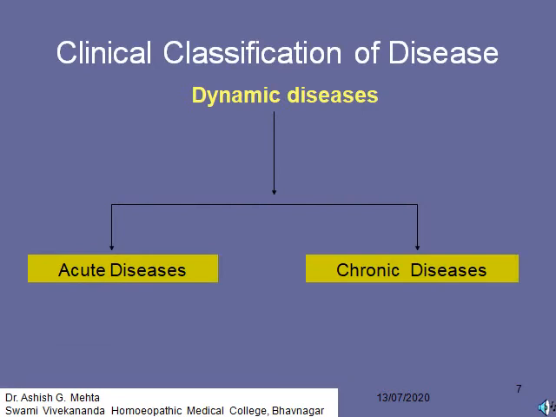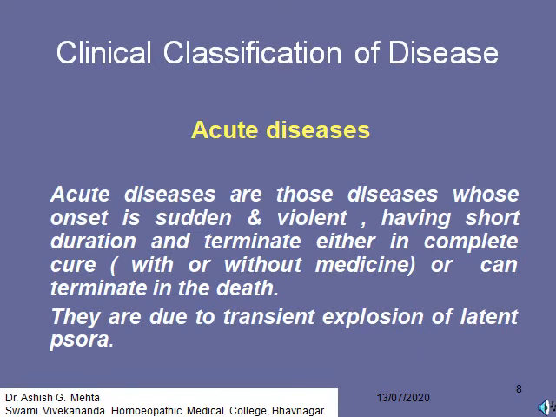According to the concept of causative factors, Dr. Hahnemann has subdivided the dynamic disease into two main categories. These categories are: one is acute diseases and the other is chronic diseases. Now we will learn about acute diseases in detail. These acute diseases are those diseases whose onset is sudden and violent. They have short duration, and they will terminate either in complete cure or in death.